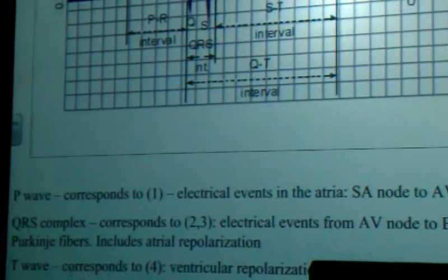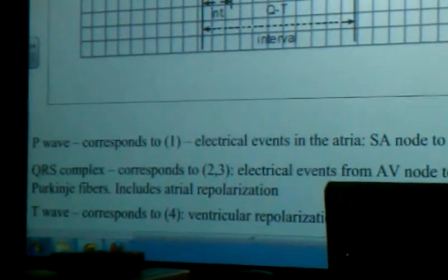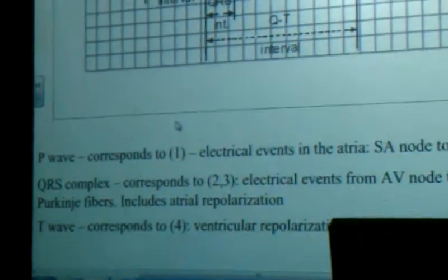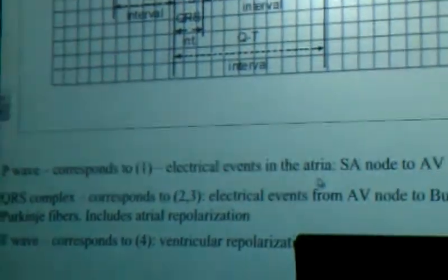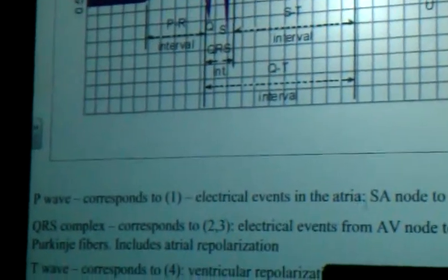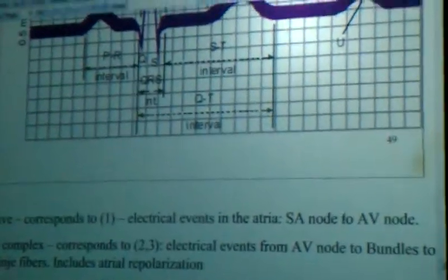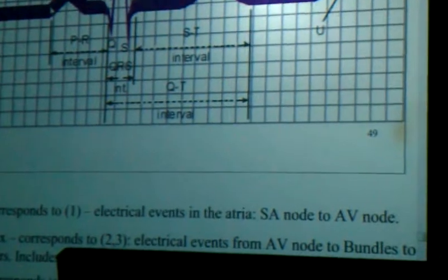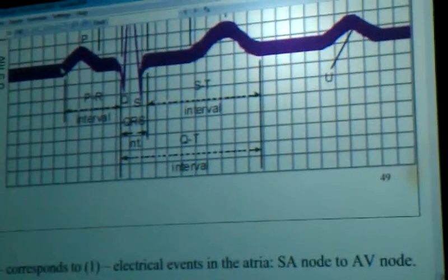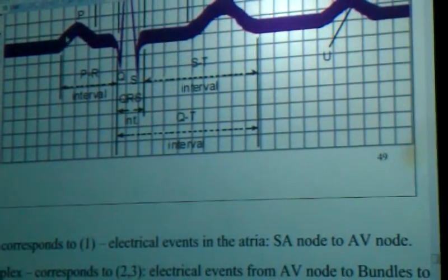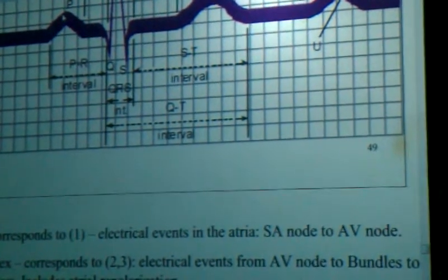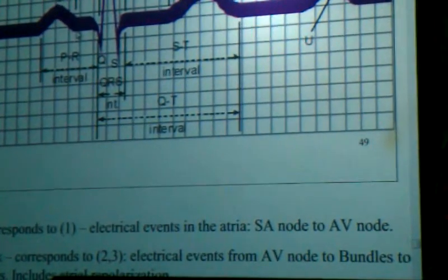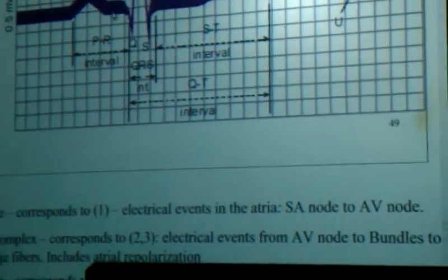All right, let's look at the P wave to start. The P wave, the very beginning of the event, corresponds to the development of the electrical signal in the SA node and its travel to the AV node. So the electrical current starts in the SA node. These nodal cells depolarize, and there's an action potential sent across the myocardium of the atria to the AV node. That's what the P wave represents.